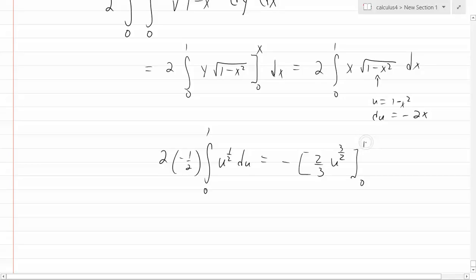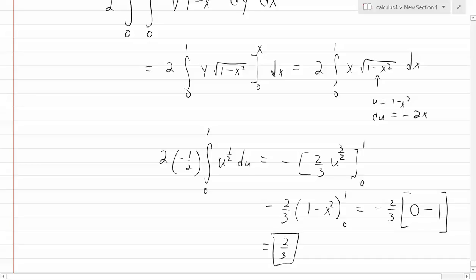Now don't do like I've done before and plug the 1 in there. Remember that's u to the 3/2, so you have to go back and plug in your u, which we let be 1 minus x squared. So that's negative 2/3 times, what do I get when I plug in a 1? 0. Minus, what do I get when I plug in a 0? 1. So that's negative 2/3 times negative 1, or 2/3. So 2/3 cubic units.